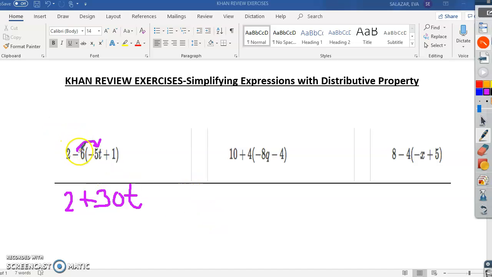And then I'm going to take that negative 6 and distribute it to that 1. So that's negative 6 times a positive 1. And that will give me a negative 6.